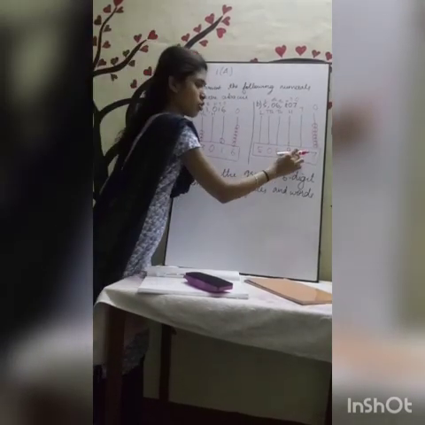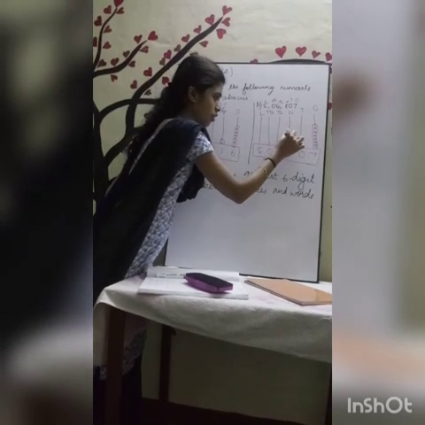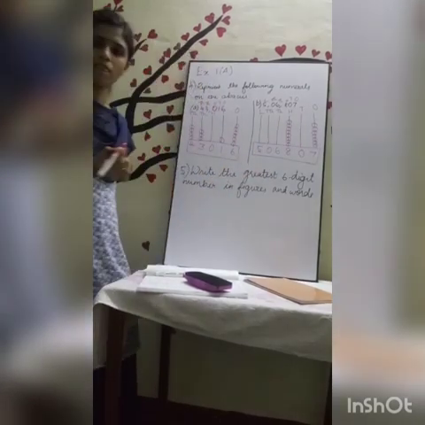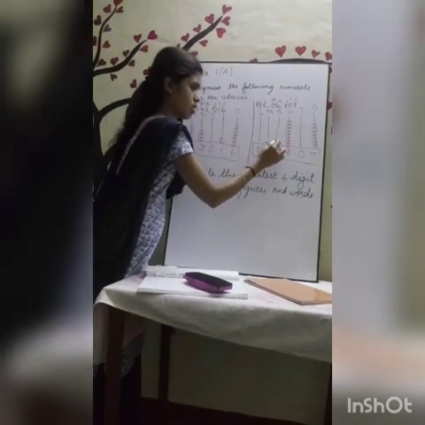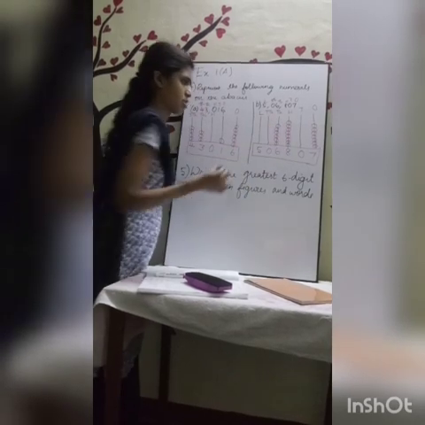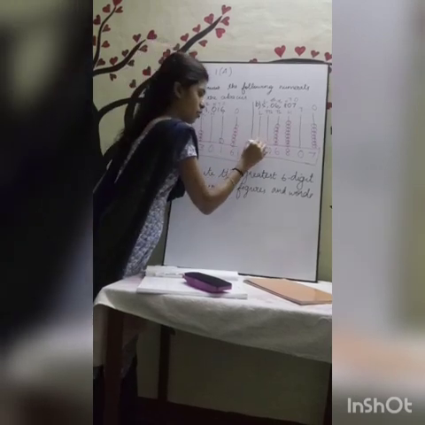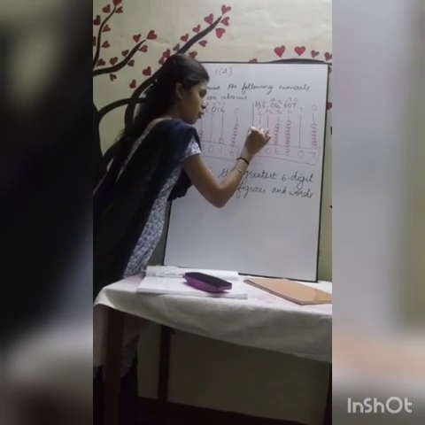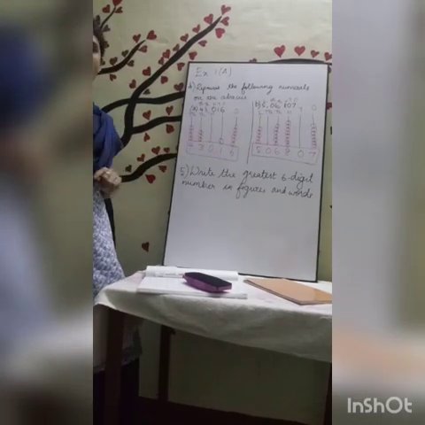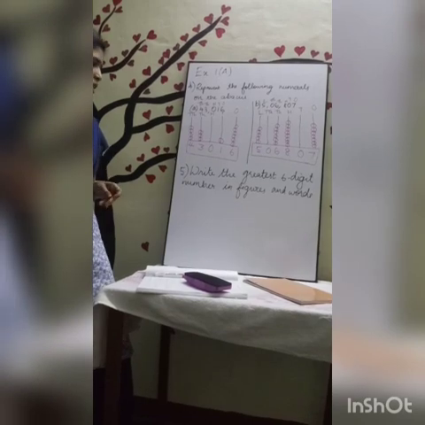Okay, next 0, so we don't want any. Next 8: 1, 2, 3, 4, 5, 6, 7, 8. Next 6: 1, 2, 3, 4, 5, 6. Next 0, so we don't want any. Next 5: 1, 2, 3, 4, 5. Okay, now you have understood how to represent these numbers on the abacus.